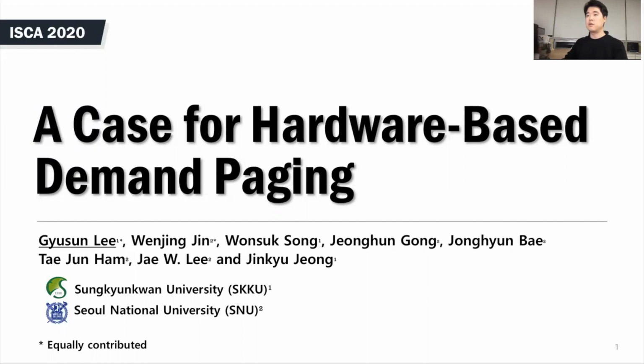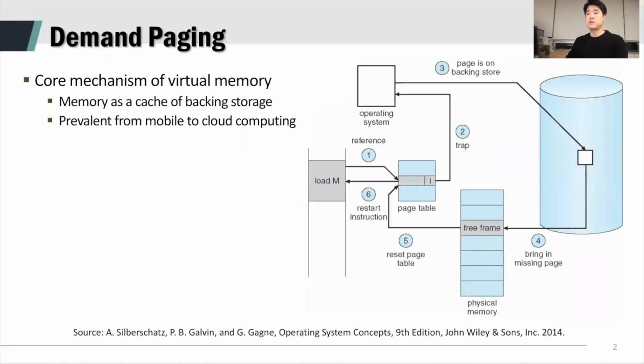Today I'm going to talk about hardware-based demand paging, which aims to replace the conventional software-based demand paging. This is a joint work with co-first author Wenjing Jin and my colleagues at both Sungkyunkwan University and Seoul National University. Demand paging is the core mechanism of virtual memory, which allows multiple processes to efficiently share the physical memory.